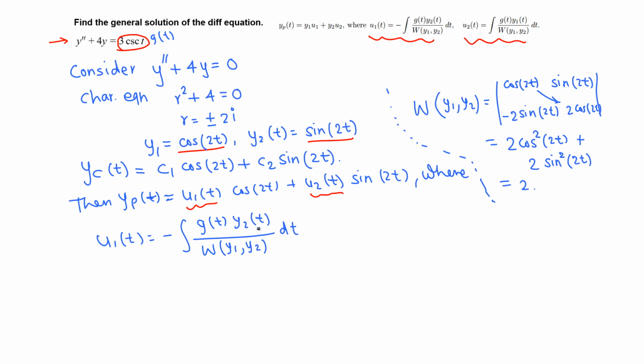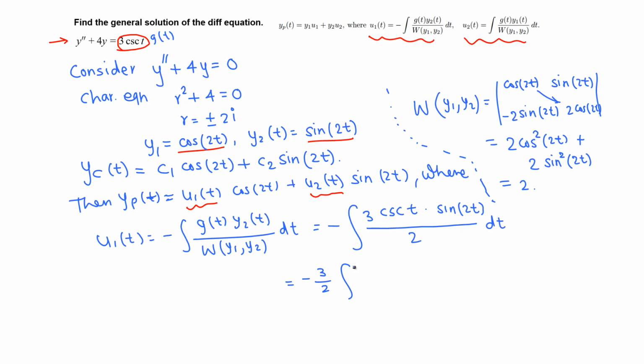So let's find u1, which is now negative g, just the non-homogeneous term, 3 cosecant t times y2, which is sine 2t, all over 2 dt. Now we need to evaluate this integral. So negative 3 halves, we can pull that outside, and this is the double angle formula, sine 2t. Sine 2t is the same as 2 sine times cosine, and sine times cosecant is 1. So let me do that.